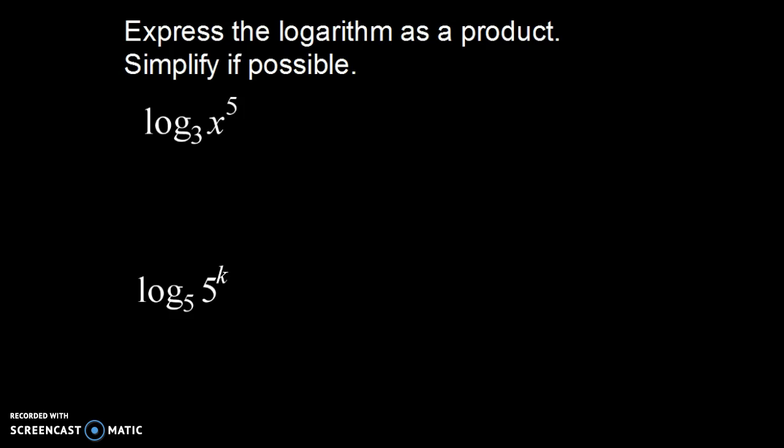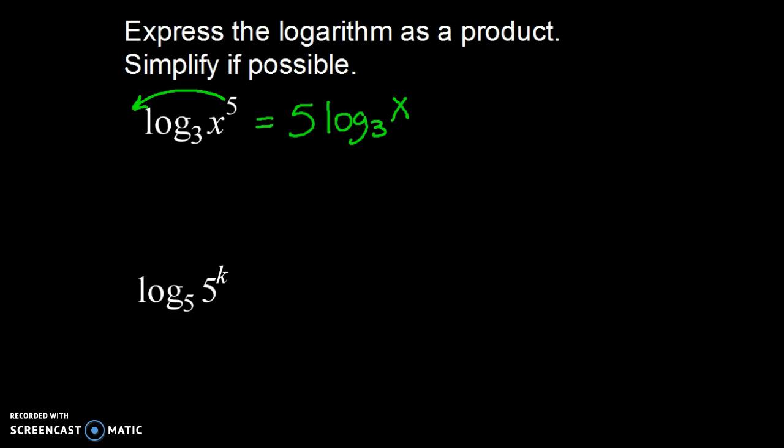Now, what might this look like in an example? Here we have a couple logarithms that we want to express as a product instead of as a power. In this case, all we have to do is remember that when the argument of our log is raised to a power, we can bring that power out front. So it's going to become 5 times log base 3 of x. And that doesn't simplify any further from there, so we're all done.